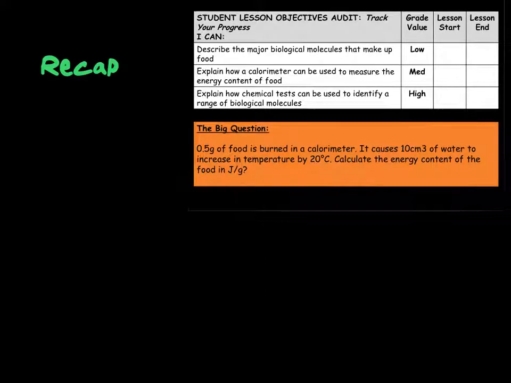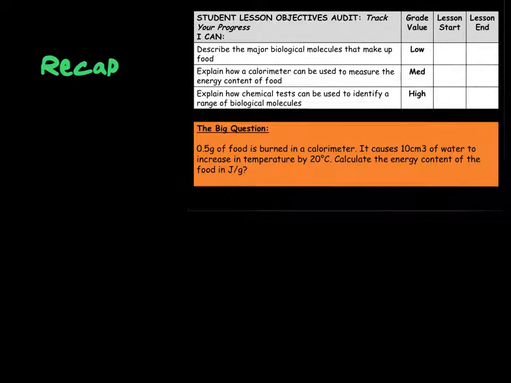Our big question today is that 0.5 grams of food is burned in a calorimeter. It causes 10 centimetres cubed of water to increase in temperature by 20 degrees C. We need to calculate the energy content of the food in joules per gram. I want you to have a go at that question now using both formulas that we have just looked at.